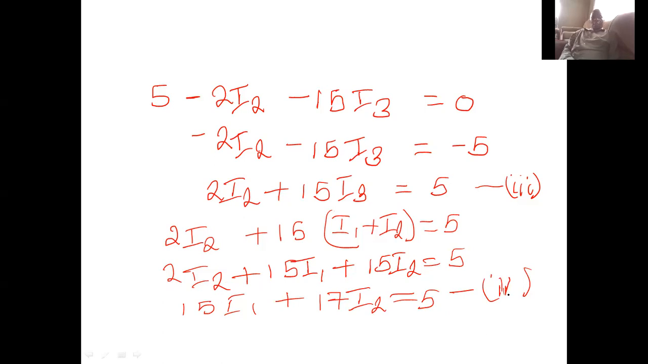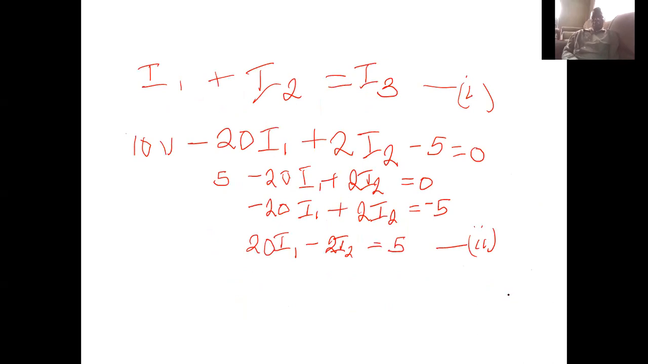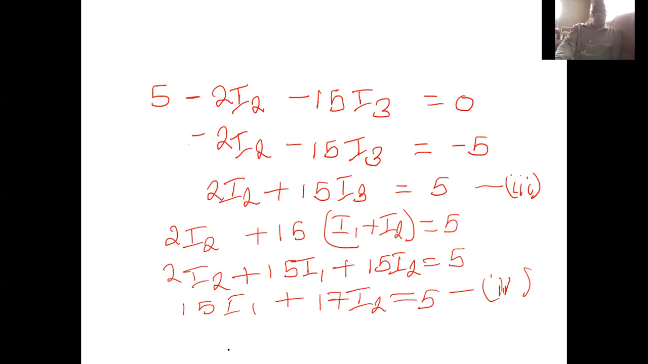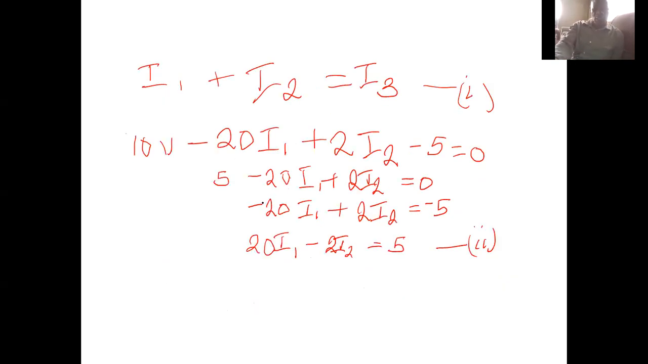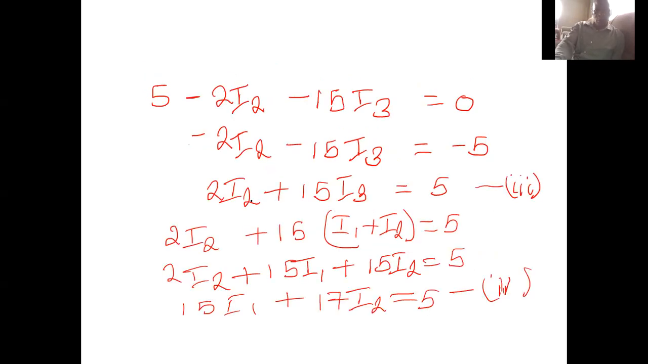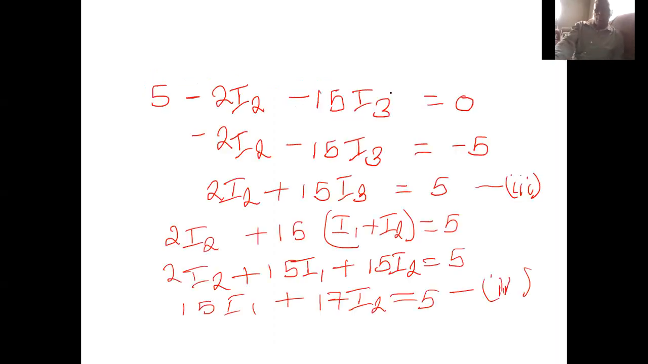And so now, if you notice, here we have two variables, i1 and i2, in equation 4, as well as in equation 2, we have i1 and i2. Meaning that these two equations, we can solve them simultaneously. And so let's solve these equations so that you can solve for i1 and i2. The first equation is equation 2: 20 i1 minus 2 i2 is equal to 5. That is equation number 2. Then we go to equation number 4, 15 i1 plus 17 i2.